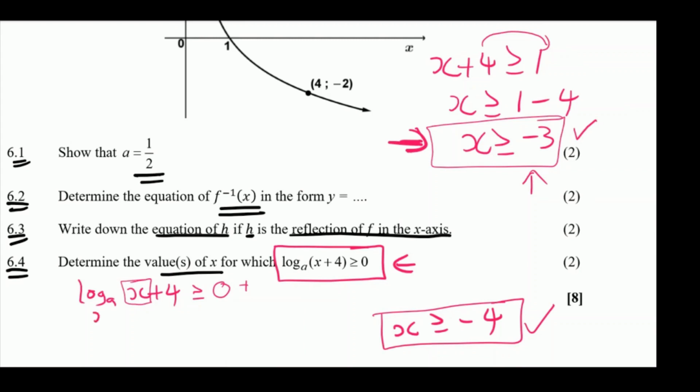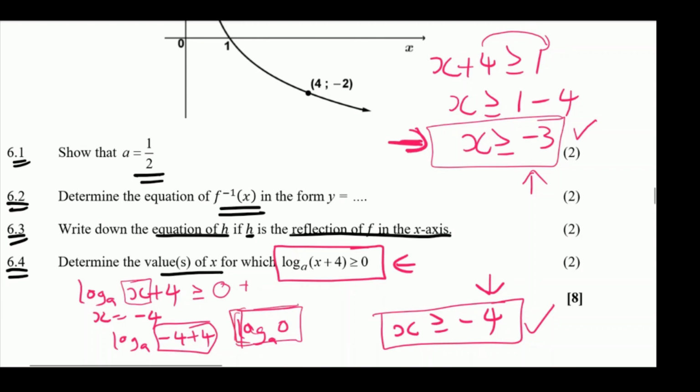Let's test x being equal to -4. So we have log base a of (-4 + 4). So -4 plus 4 gives us log base a of 0, right? Which you can still consider, considering the fact that -4 is also one of our solutions here. So you can still consider this one here.